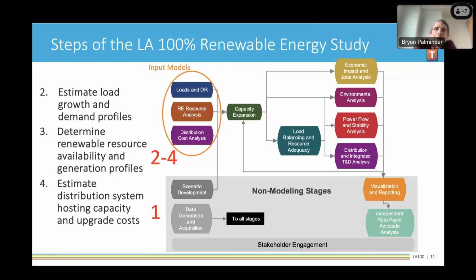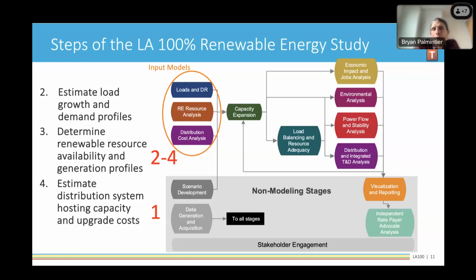You'll see a few of those throughout the presentation. It fits with that first paradigm of a one-way flow from the distribution and customer scales up to the bulk scale analysis. This was done with load growth and demand profiles, renewable resources that included some bulk resources too, as well as some estimates of distribution system hosting capacity.